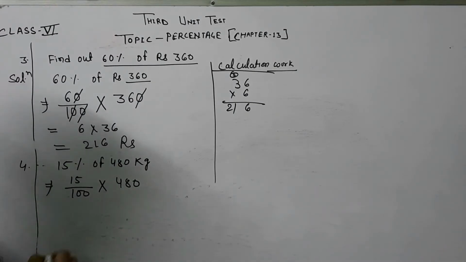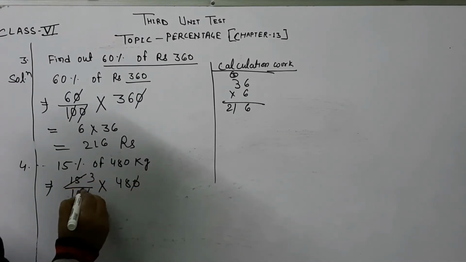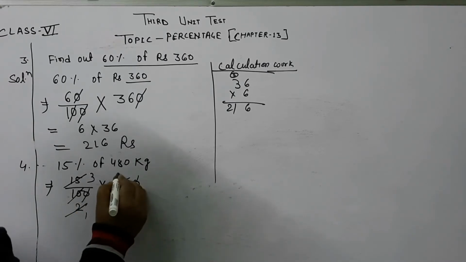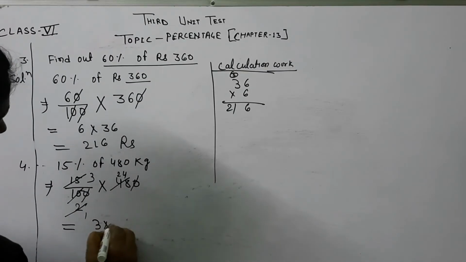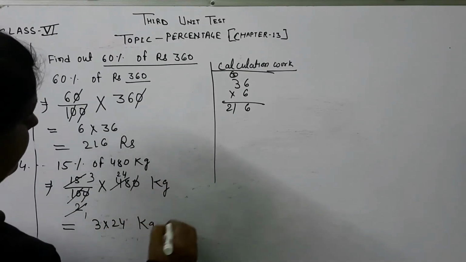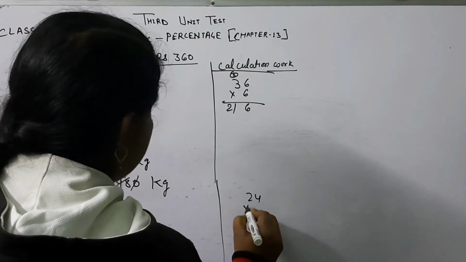Now reduce this number. 0, 0 cancel. 5 3s are 15. 5 2s are 10. 2 1s are 2. 2 2s are 4 and 2 4s are 8. What is left there? 3 into 24. Now you can write here KC, KC. And in this side you multiply 24 by 3.